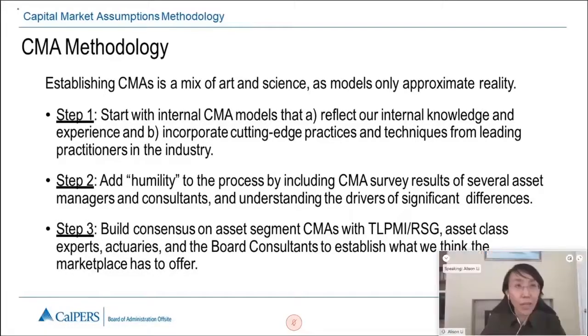Thank you. Good afternoon, members of the board, and thank you, Diane, for that very illuminating introduction to the definition of CMA and the very important role they play in our strategic asset allocation and the asset liability management process. I'll pick up from the beginning of our CMA methodology, which is our internal CMA models. Please turn to the next slide.